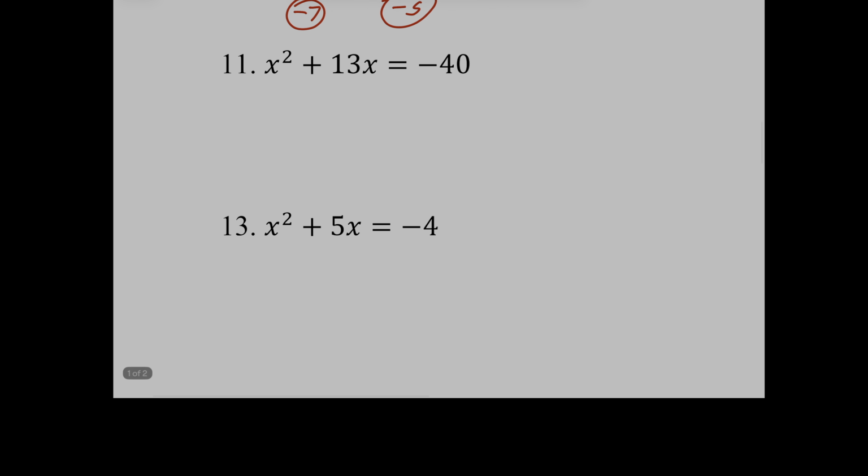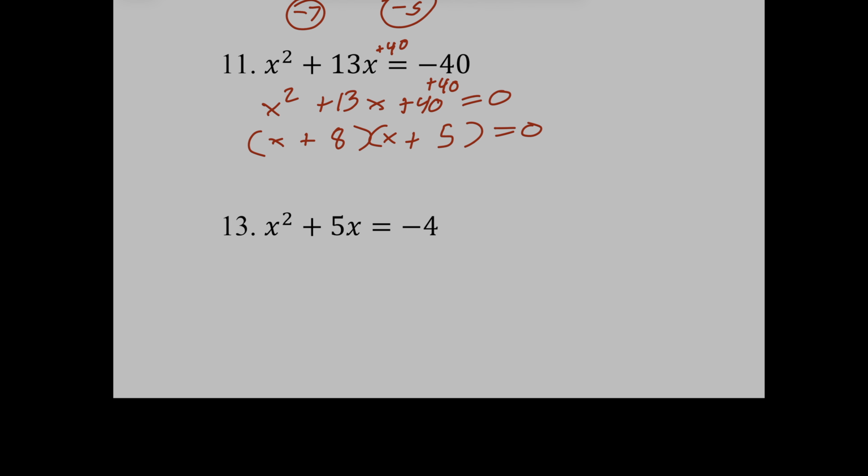All right, let's go on here to number 11. I'm going to add 40 to both sides. So I'm going to get x squared plus 13x plus 40 equals 0. Now that it's equal to 0, I can play this game. Third term positive, signs are the same. Take the sign in the middle. What multiplies to 40 and adds to 13? That would be an 8 and a 5. What matches up to each of these to make them say 0? And that, my friends, would be the answer.